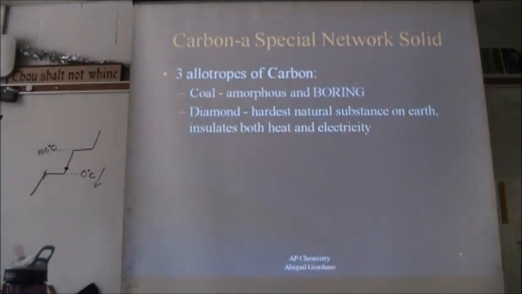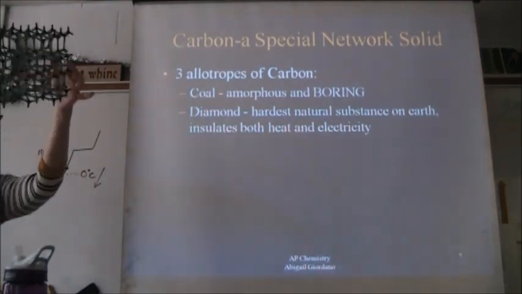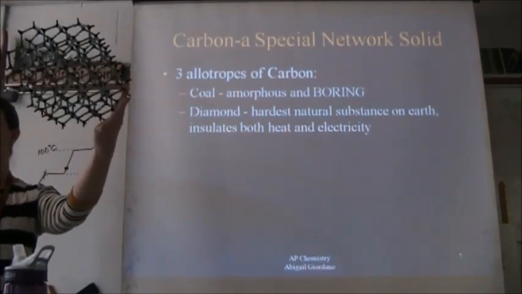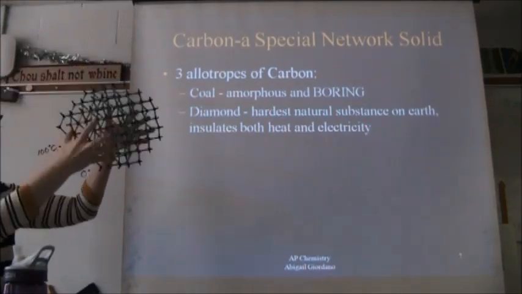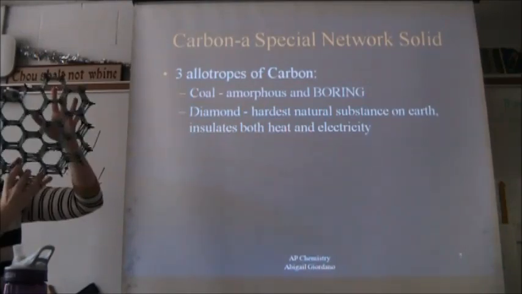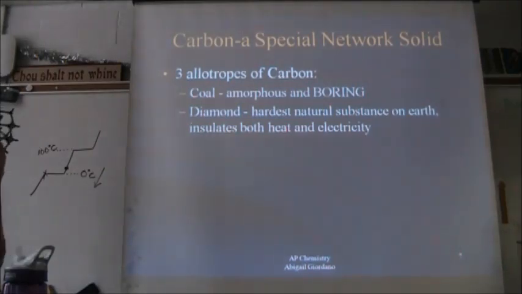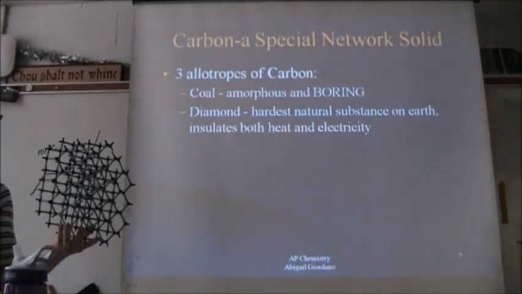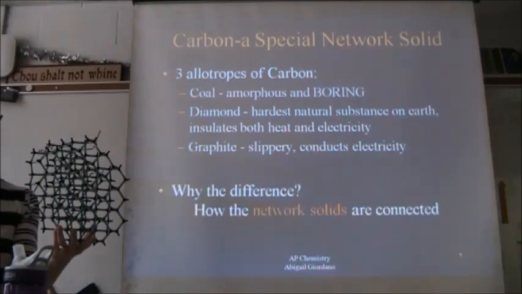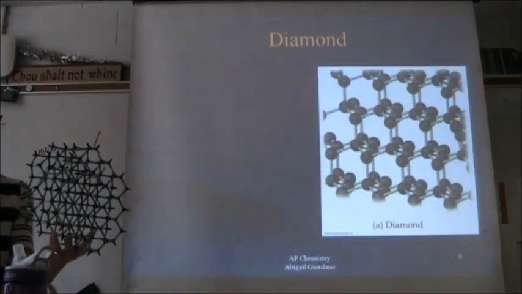This molecular model that I have right here, this is diamond. As you may or may not be aware, I hope you are, diamond is the hardest natural substance on Earth. And diamond was an example of what type of solid, just from the previous slide? A network solid. Extremely strong bonds. Let me jump ahead here. There's a picture of it there.